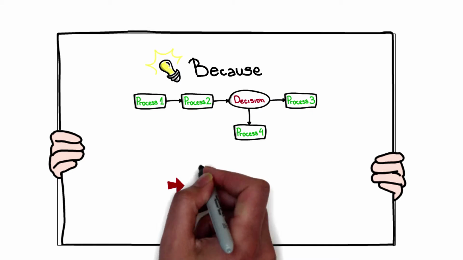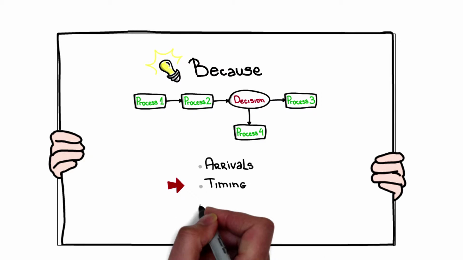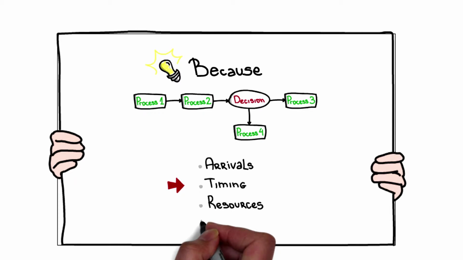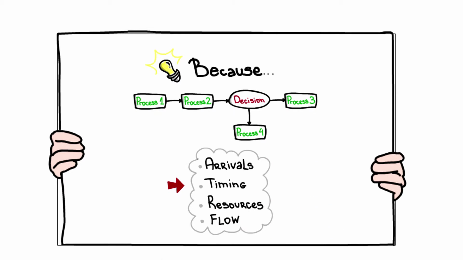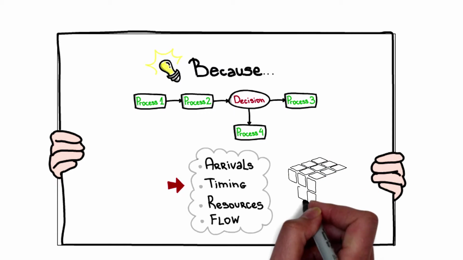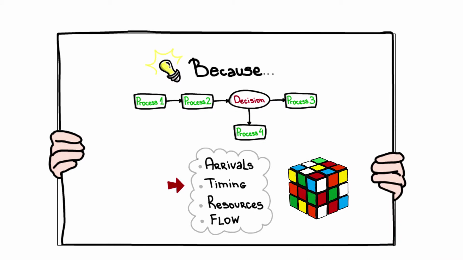The 4 elements are arrivals, or how and when entities start in the system. Timing, how long it takes to process each type of entity at each step. Most of the time, this timing is variable and can even be different for each type of entity. Resources, the people and equipment used to process an entity, cost, and when the resources are available. Flow, the diagram that depicts the steps and decisions that each entity follows through the process. Without any of these 4 elements of a process, it is difficult to predict what will happen when a change is made.